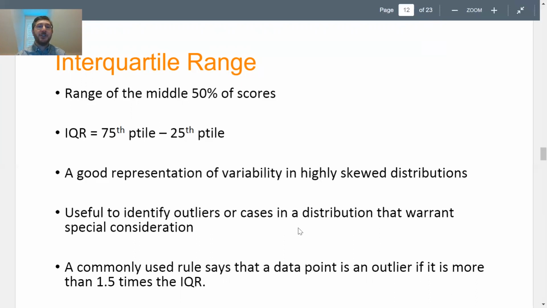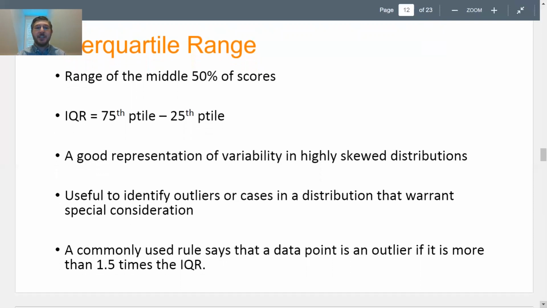The interquartile range is also useful for identifying outliers or cases that may warrant some extra consideration. The general rule people use is if a data point is more than 1.5 times the interquartile range away, we may want to look at that data point a little more and consider, is this an outlier? What's kind of going on with this score?